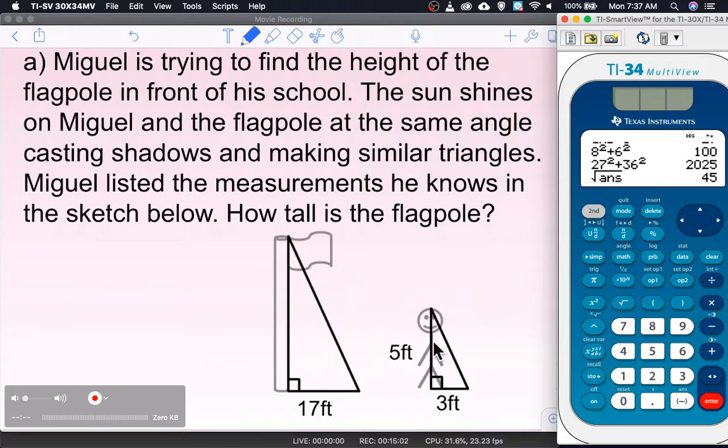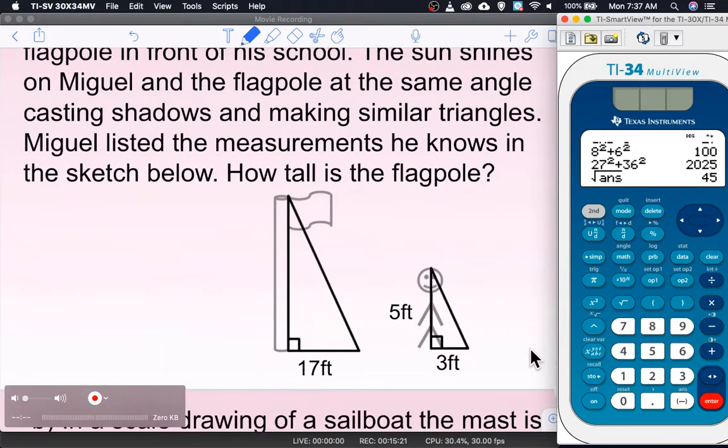So Miguel measured maybe either himself or a friend and got 5 foot, and then measured the shadow, being 3 foot. He could then measure the shadow of the flagpole. You just put a tape measure on the ground or something, and you got 17 foot. Now, using these measurements, he wants to know how tall the flagpole is. Okay, well, that's not too bad anymore.